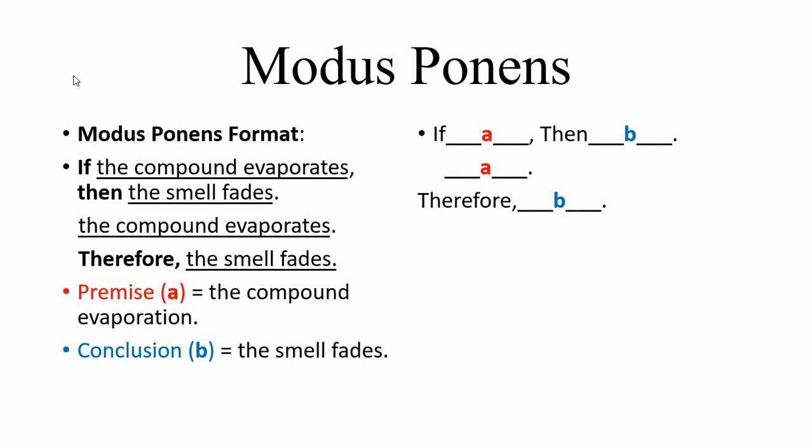This really is an intuitive statement. It's just set up in a format that's not used in everyday life. So we can see with the diagram up here that the premise A is that the compound evaporates and the conclusion B is the smell fades. So if we want to plug in the premise and conclusion into A and B, it reveals that any premise and any conclusion can be set up in this format.